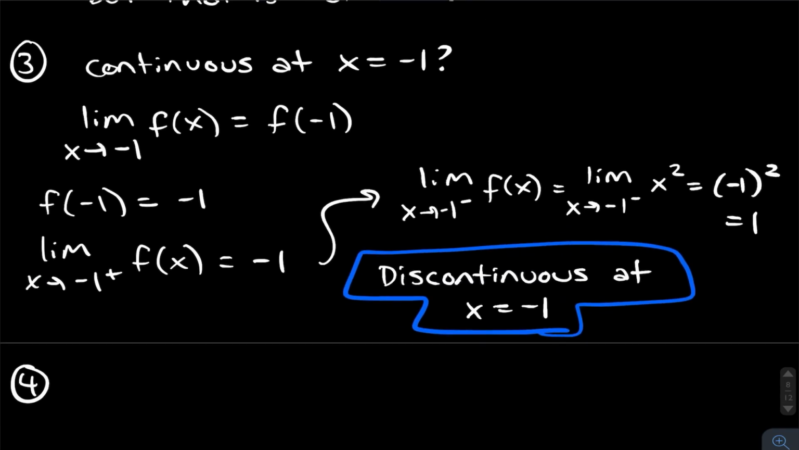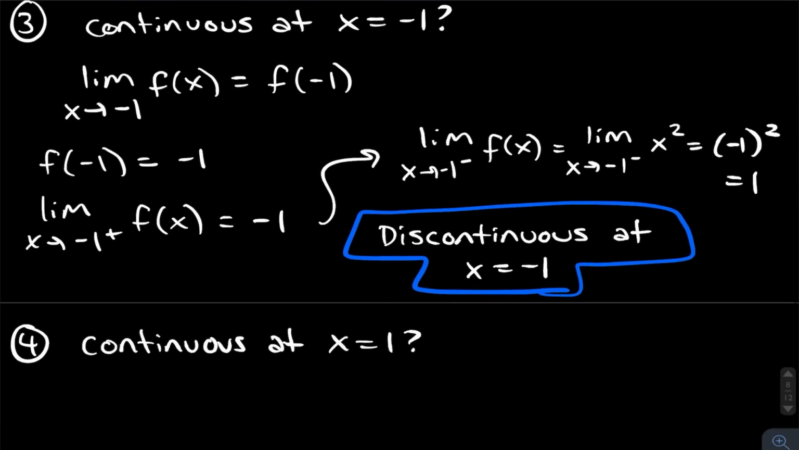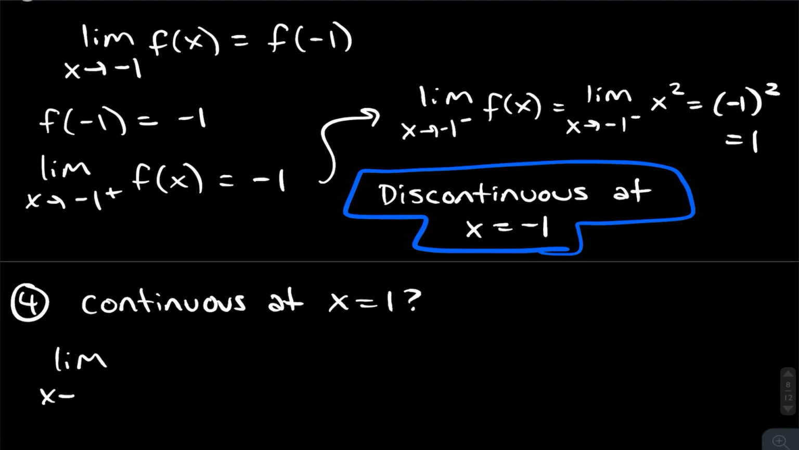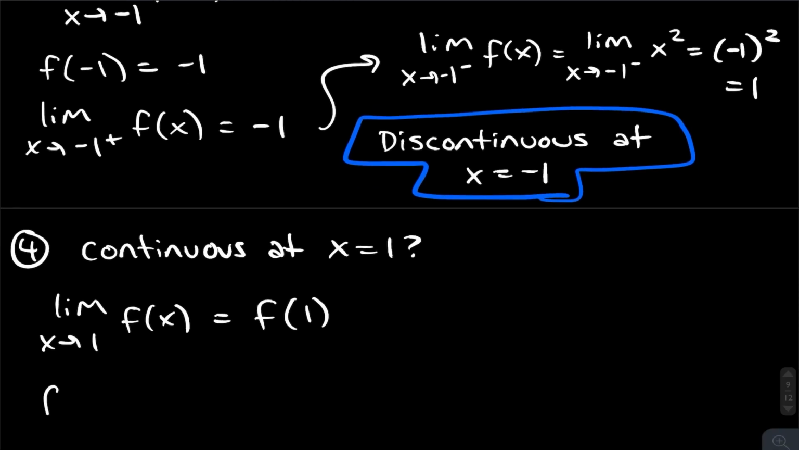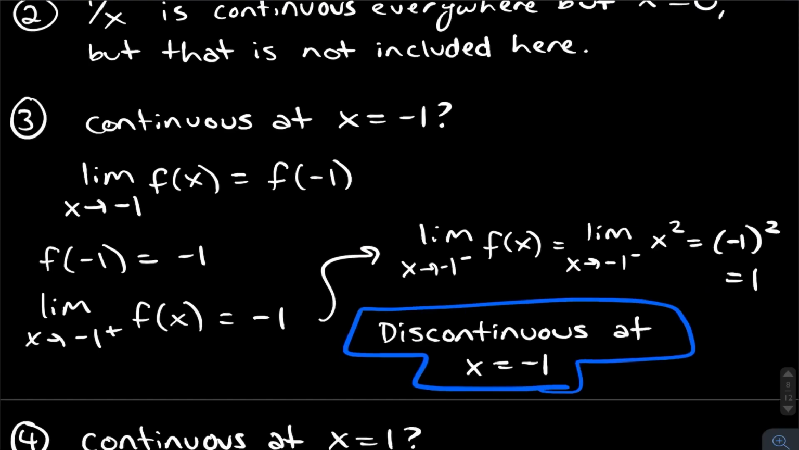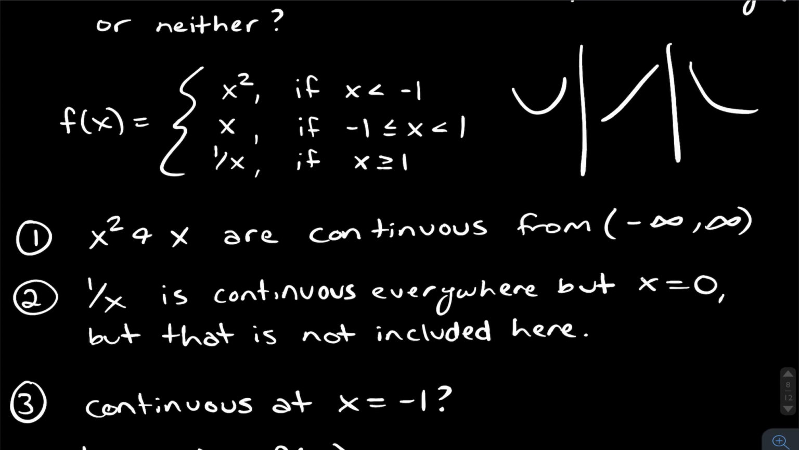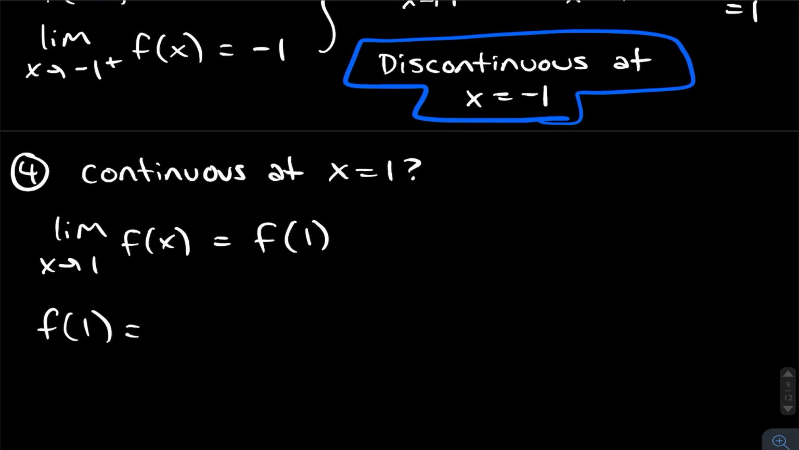Now, for it to be continuous at x equals 1, the limit as x approaches 1 of f of x needs to equal f of 1. Let's find what f of 1 is. F of 1 is going to be found with the 1 over x function, because that's where we include 1. If we plug in 1 to 1 over x, we get 1. Okay? Cool. Moving on to the limits.